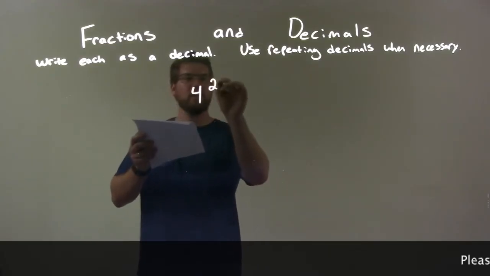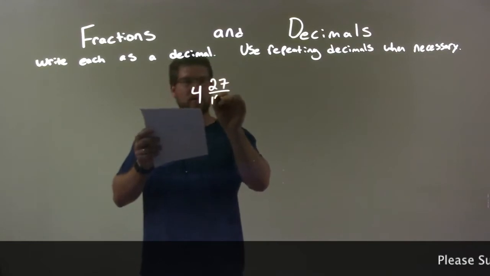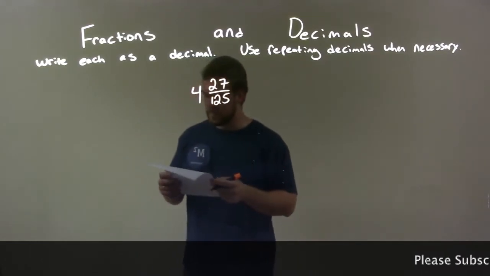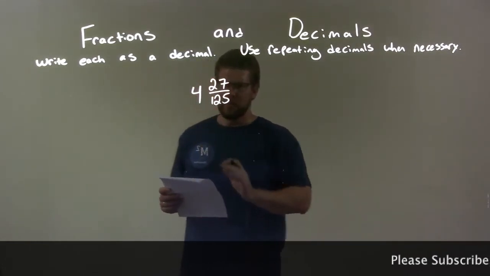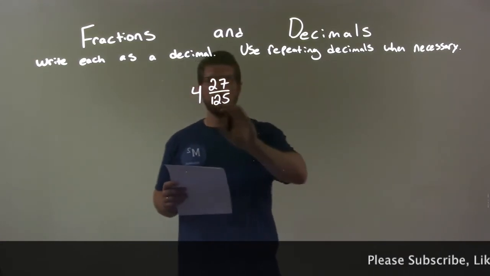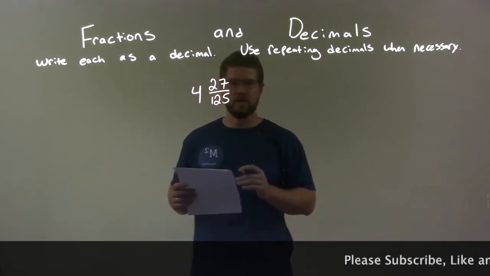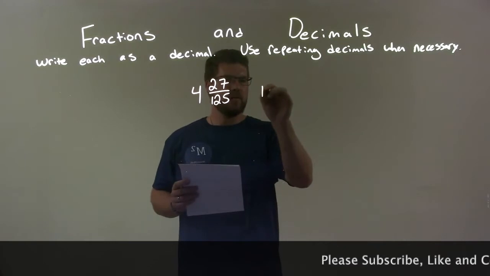4 and 27 over 125. Okay. Well, I'm going to ignore the 4 right there. I'm just going to deal with the fraction part, 27 over 125. So we write that with long division.